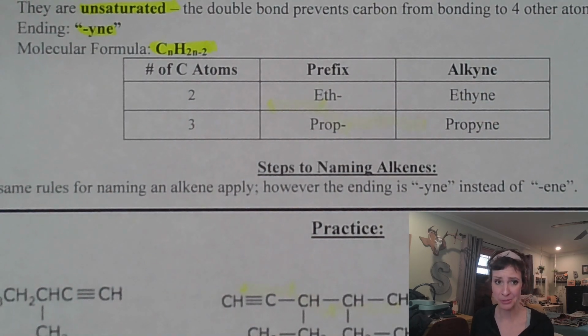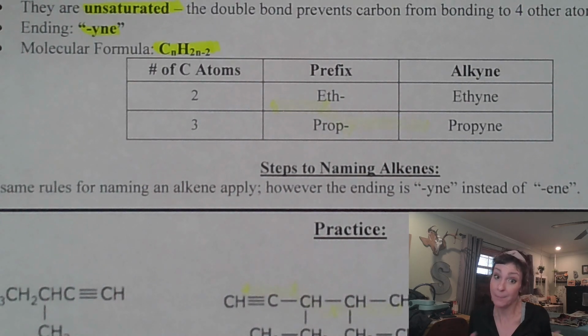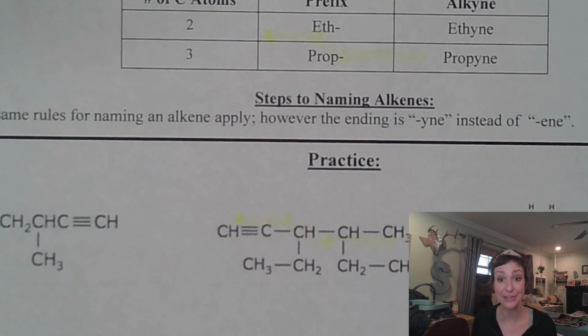It says the same rules for naming an alkene apply here. However, the ending is -yne instead of -ene. So that was some simple directions, okay? That's it. I've got to start my carbon number 1 at the end closest to that triple bond. Make sure that the parent chain contains the triple bond. If there's more than one triple bond in there, I would say a diyne and tell you which carbons those things are coming off of.